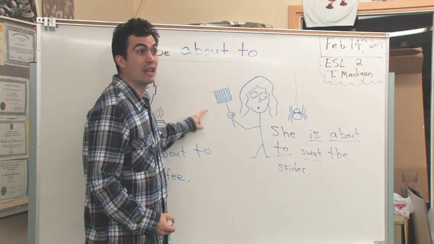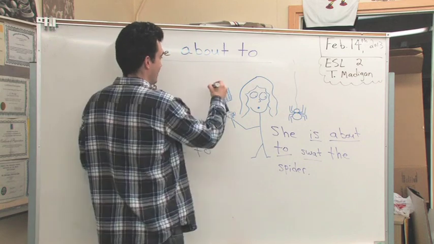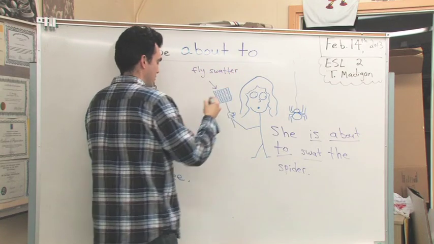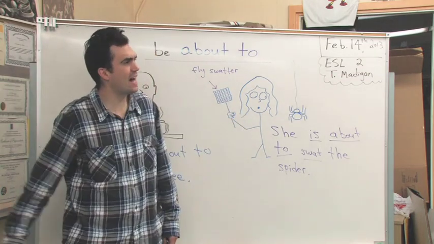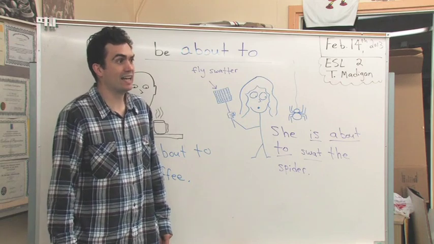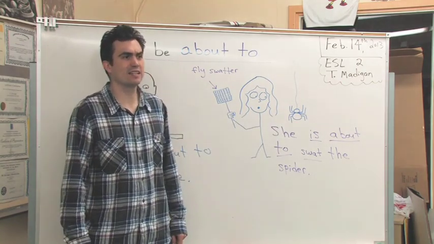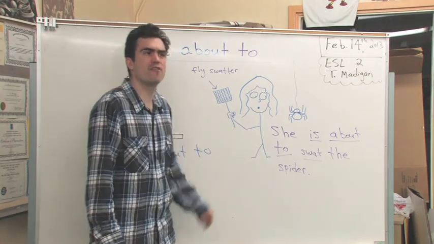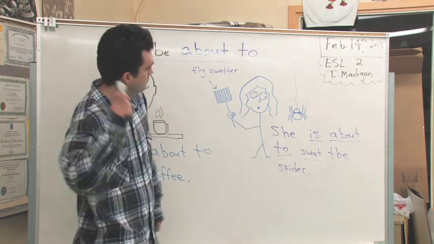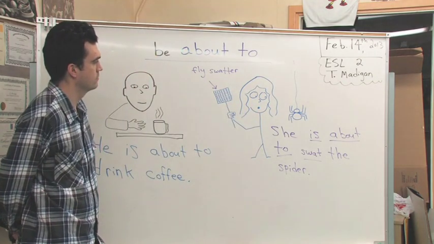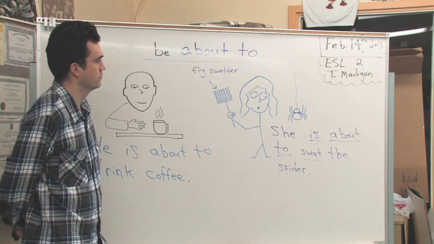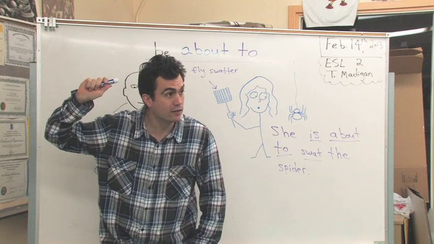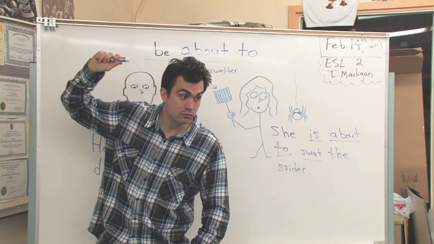This is called a fly swatter. This is a fly swatter. Because we use it to swat flies or insects or arachnids. A spider is not an insect because it has 8 legs. Insects have 6 legs. So this is an arachnid, but it's still a fly swatter. So she's about to swat the spider. She's about to kill the spider. She's not, but she's about to, right?